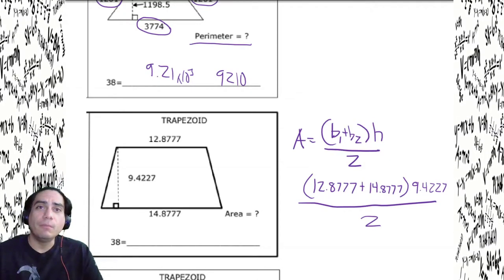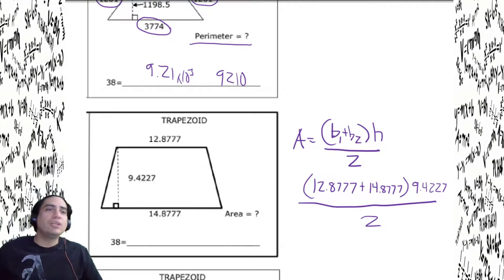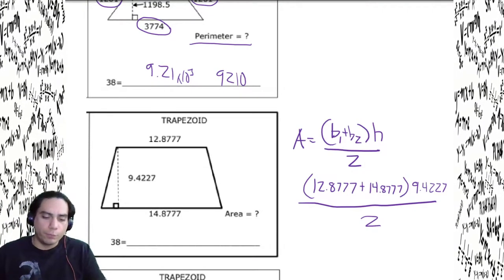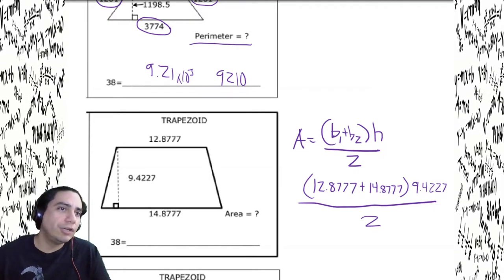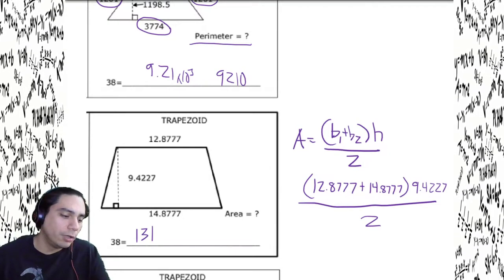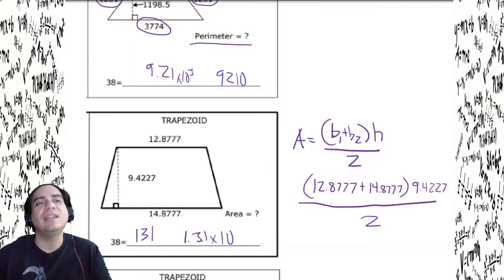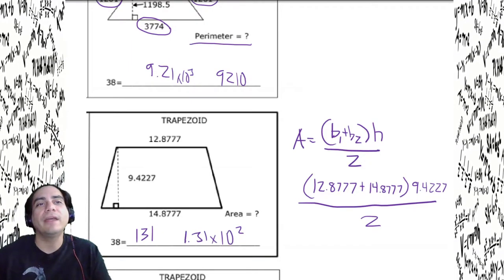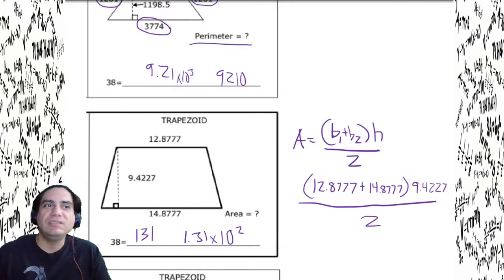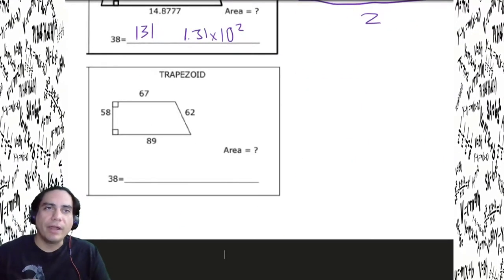9.4227. We go ahead and multiply that, divide it by 2, and we get our answer for this beautiful problem, 131, or 1.31 times 10 to the second. All right, so that's that. Easy, easy work here.